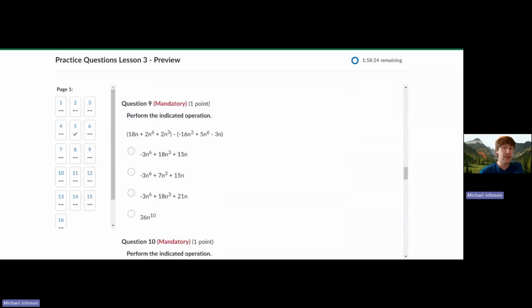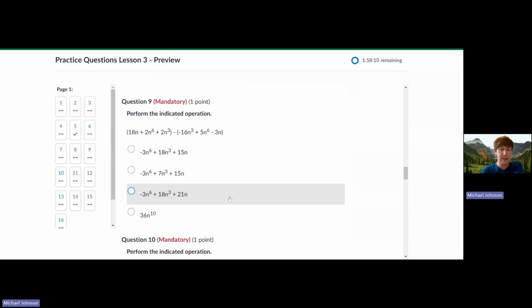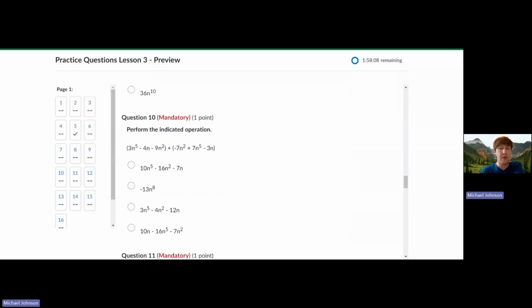And then perform the indicated operation. To start, you're going to distribute the negative to each term here: negative 16n cubed, 5n, negative 3n, and then combine like terms. Combine the n's together, the n cubes together, and the constants together. And then here, perform the indicated operation, distribute the plus across here, and then combine all like terms together.